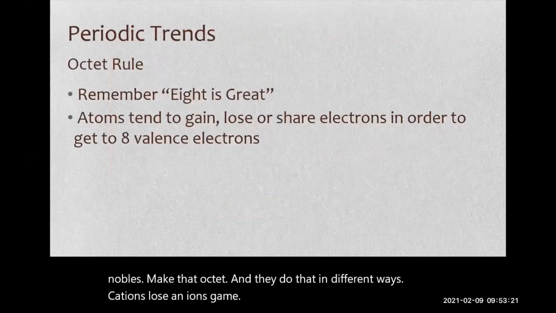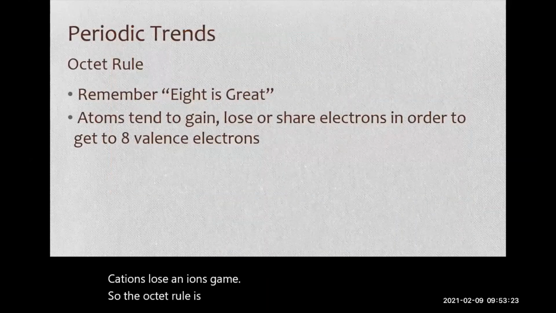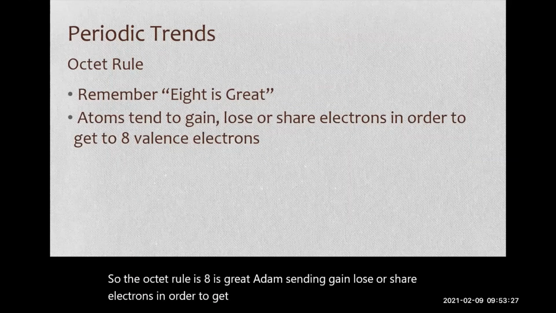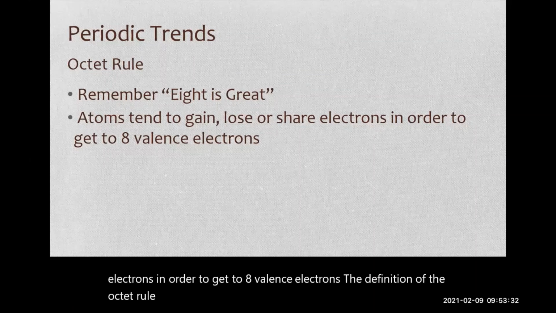So the Octet Rule is 8 is great. Atoms tend to gain, lose, or share electrons in order to get to 8 valence electrons. The definition of the Octet Rule is atoms tend to gain, lose, or share electrons in order to get to 8 valence electrons.